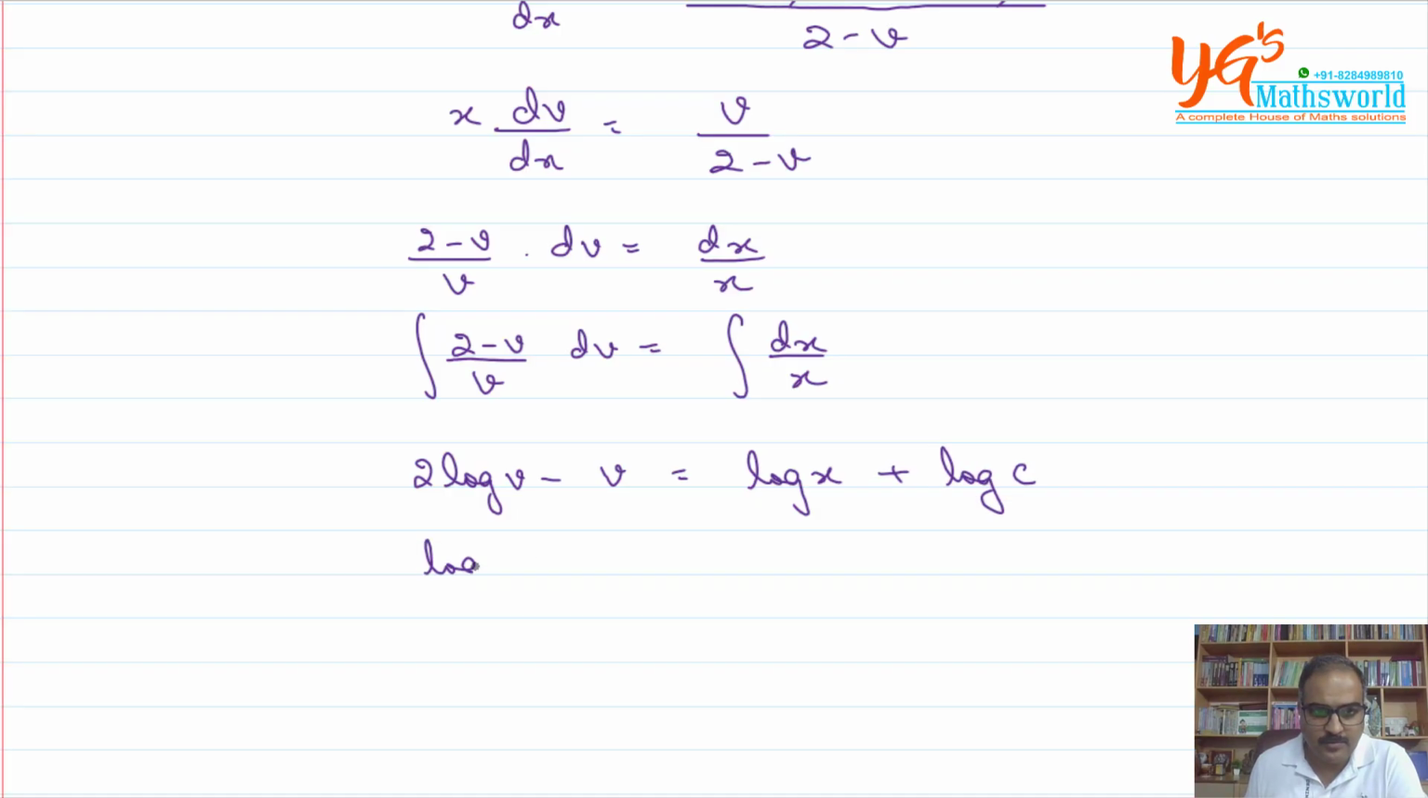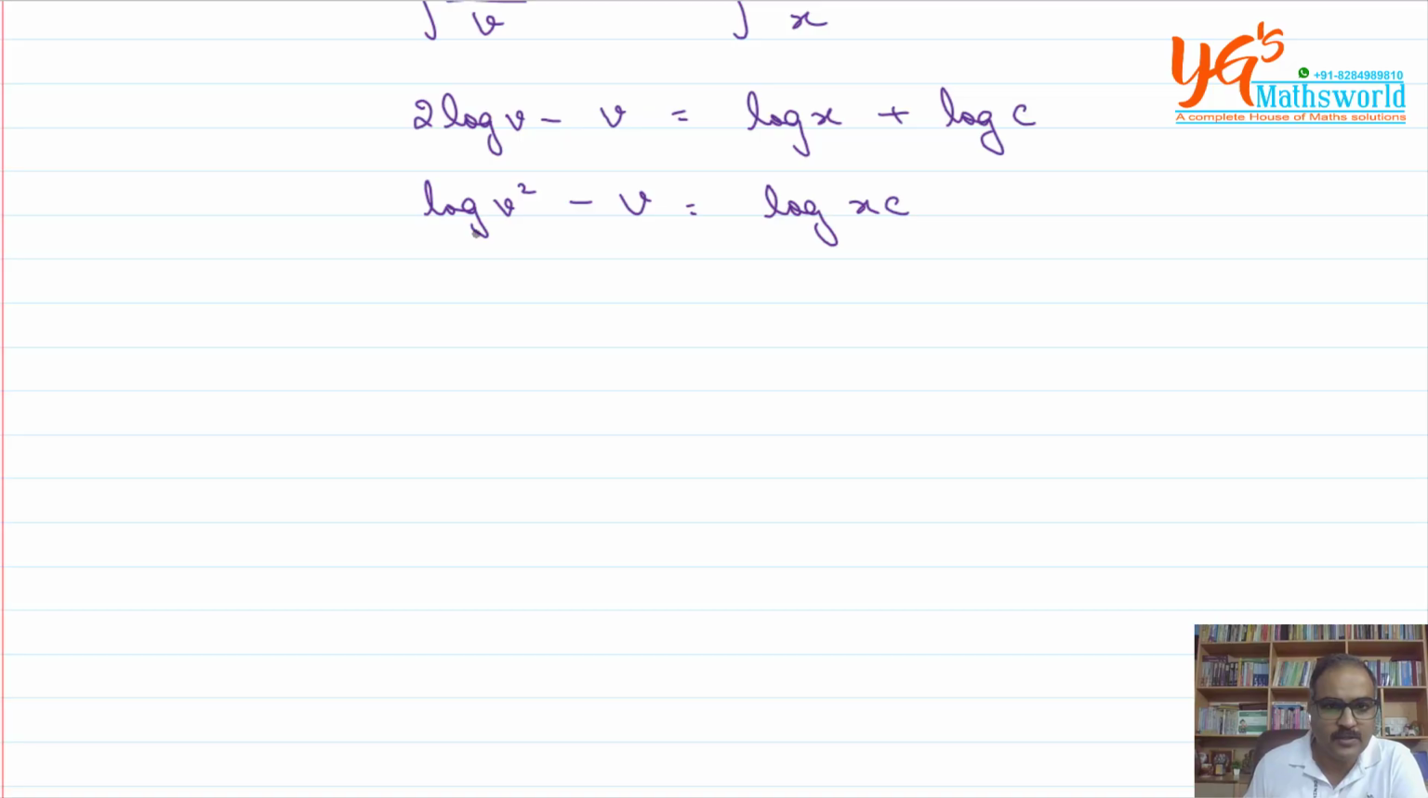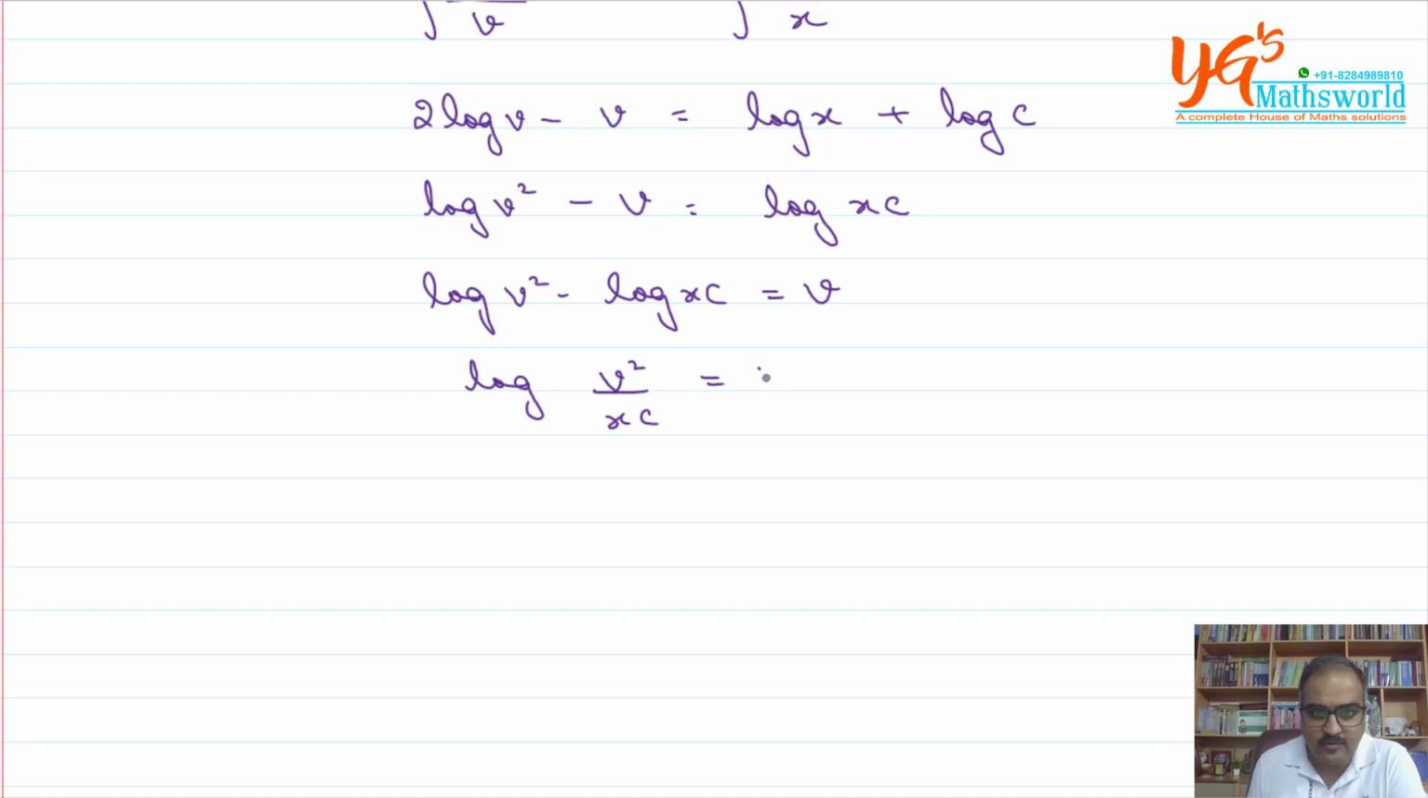So it will be log v square minus v is equal to log of x into c, using the log m plus log n property, that is log of m into n. Now it will be log of v square minus log of xc is equal to v. So log m minus log n will be log of m over n. V square over xc is equal to v.